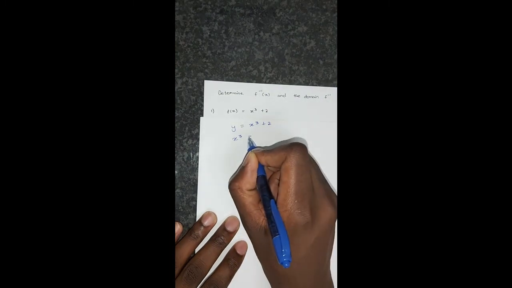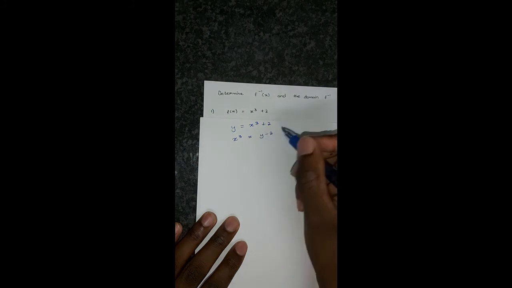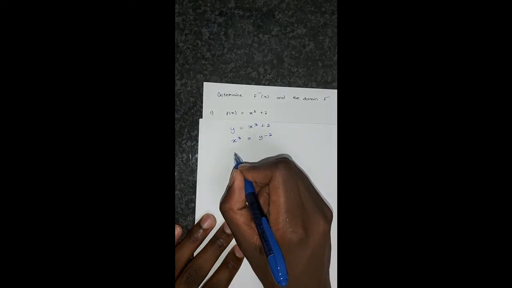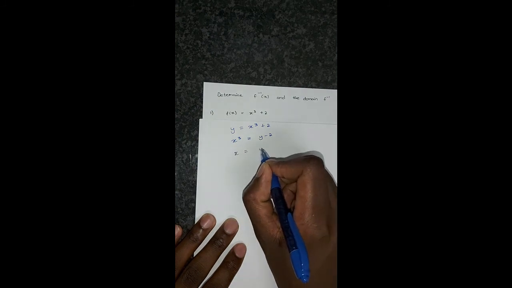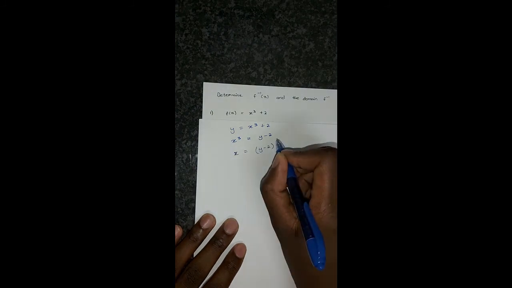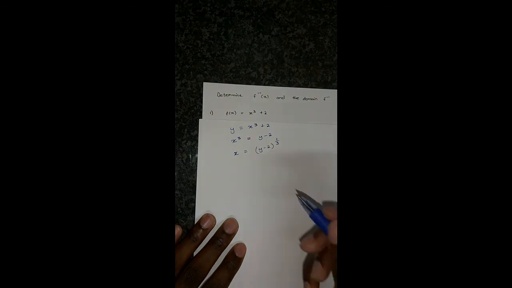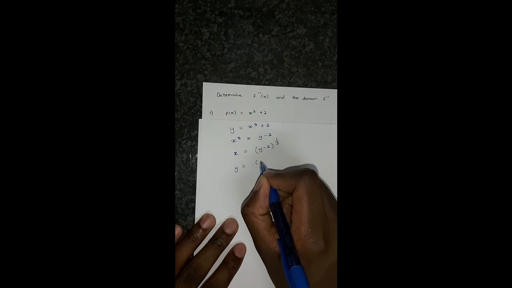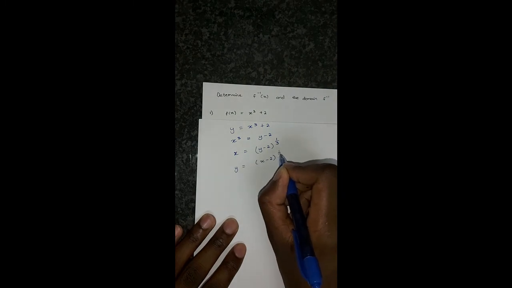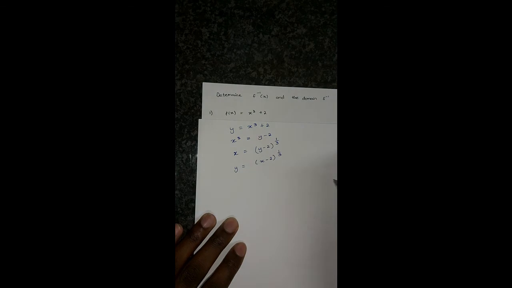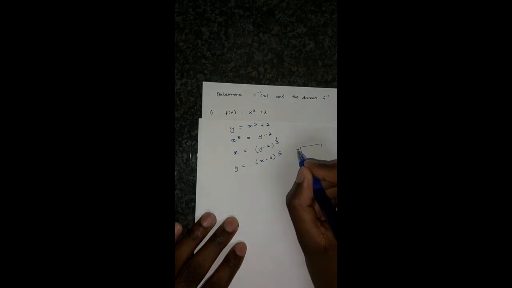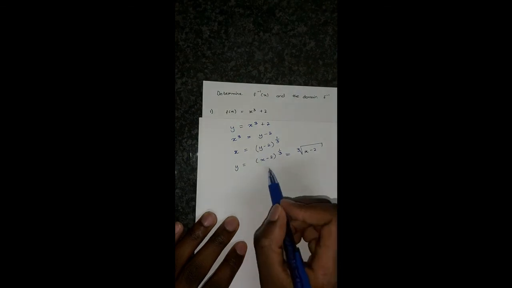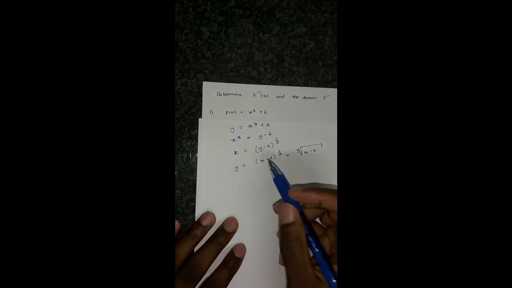Then x cubed is equal to y minus 2. Then you find the cube root. So x is equal to y minus 2 to the power of 1 over 3. And then we interchange, so y is equal to x minus 2 to the power 1 over 3. So you can write this one as the cube root as well. So you can write it as cube root of x minus 2. It's just the same. But I do prefer this way because it's easier to understand.